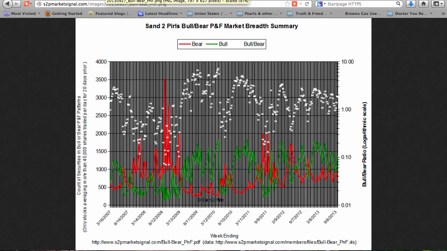2013. Market breadth. With this past week's market advance, our bull-bear point and figure ratio fell from 1.89 to 1.82, maintaining its bullish territory. The total count of securities in bullish or bearish patterns decreased 3% to 2,055. The count of bearish stocks decreased fractionally, while the count of stocks in bullish patterns decreased 4%. The Sand to Pearls PNF Market Breadth Summary Chart shows us a market now 4 consecutive weeks in bullish territory.